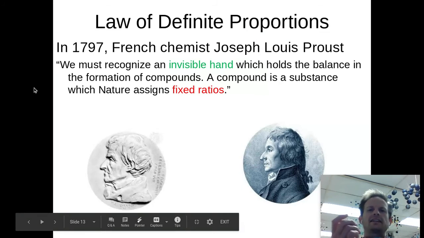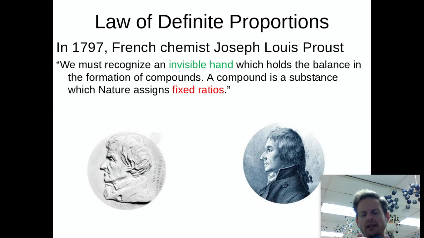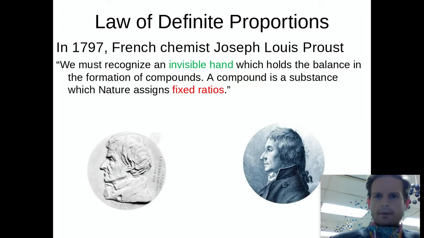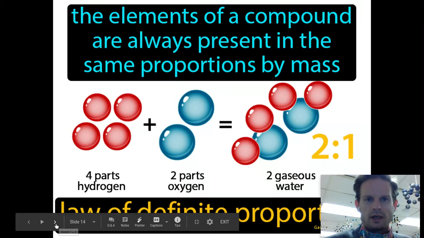All right, so the last concept that deals with that is we got to know about this other dude named Joseph Louis Proust. What he did is he also came up with a law, and he called it his invisible hand. What he said is the world of chemistry, the world of nature, is governed by this invisible hand. What that comes down to is nature assigns these fixed ratios, these ratios that can never be broken. We're going to take a look at that as we go through right here.